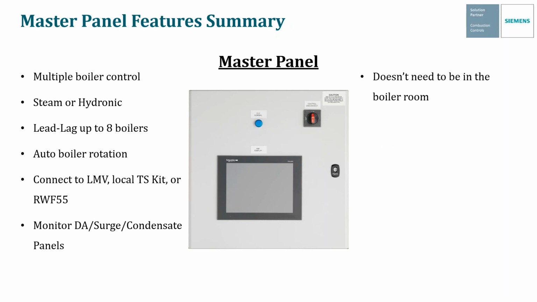The master panel doesn't need to be in the boiler room. It actually can be in a totally separate control room as long as it's connected to the same network. The master panel comes with 4 analog and/or 4 RTD inputs. So in a steam system, the master panel automatically has 4 analog inputs. And in a hydronic master panel, you automatically have 4 RTD inputs. But the other card can be optioned in.